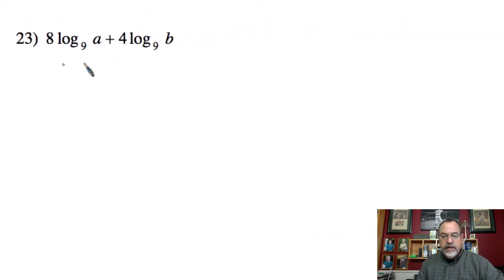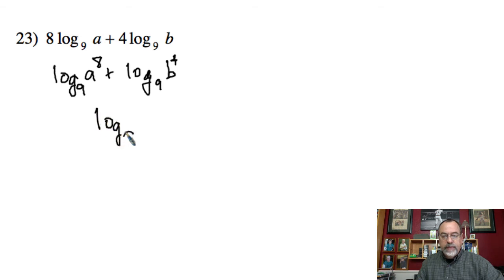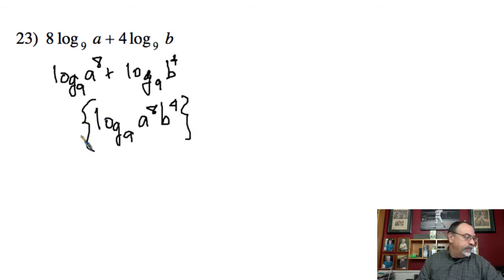All right. Similar one here where we have an addition, so the a and the b are going to be multiplied together, but we have these exponents in front. So log base 9 of a to the 8th plus log base 9, sorry for the scribble there, of b to the 4th, and then because it's addition, we're going to have log base 9 of a to the 8th times b to the 4th. That would be the condensed version.